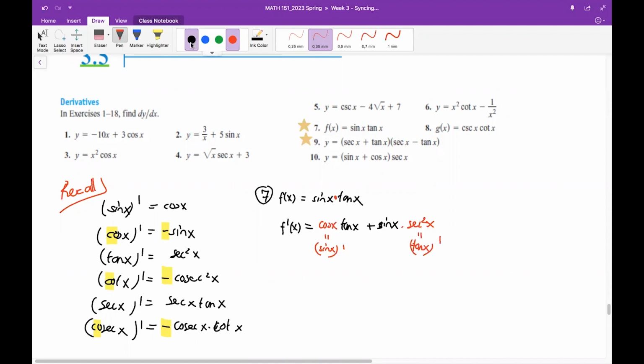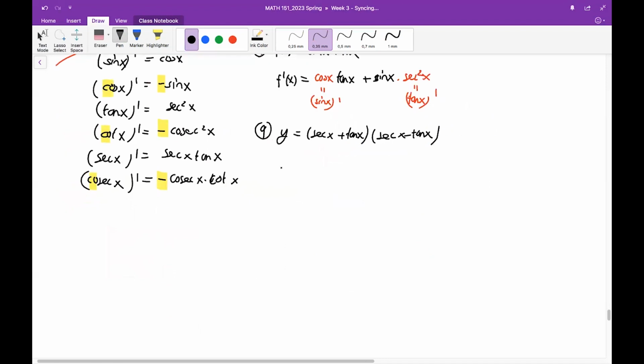Let's deal with 9 here. The y function is given as secant x plus tangent x, times secant x minus tangent x. Let's try to solve the first derivative. Again, we need to apply the product rule. The derivative of this first function goes like this: derivative of secant is secant x times tangent x, plus derivative of tangent is secant square x, right?